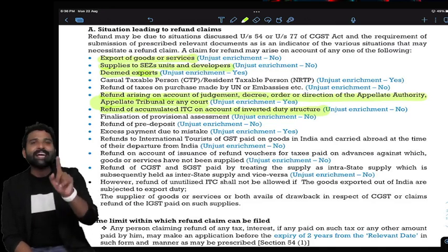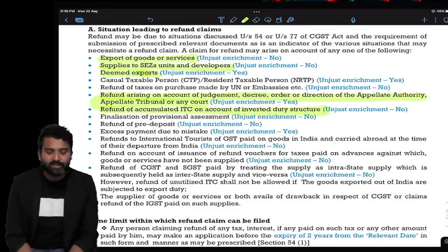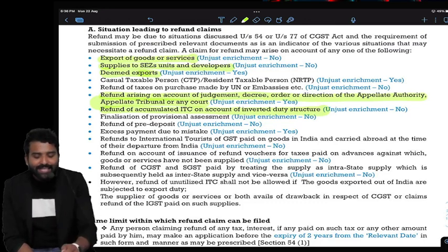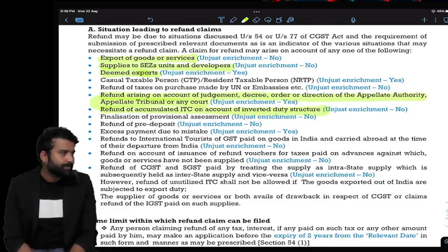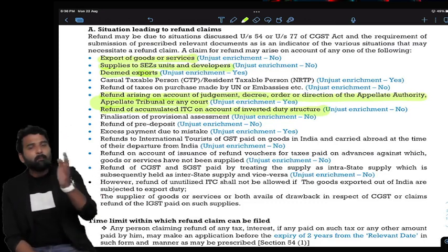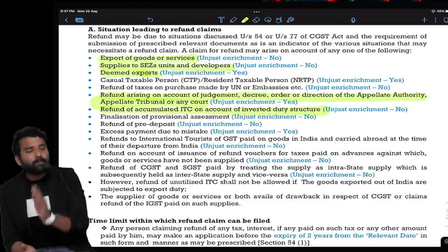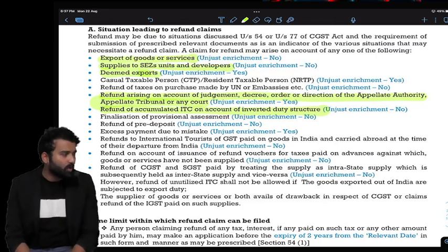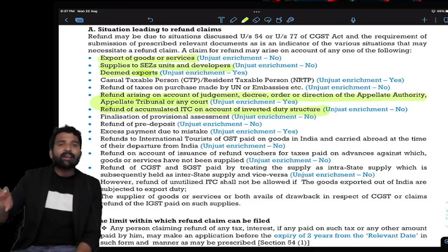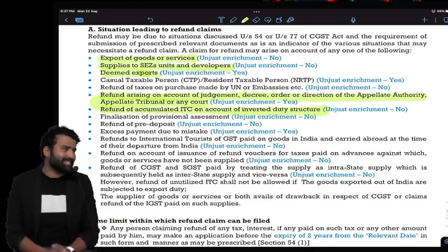In that case, I can claim the refund of the unutilized balance of ITC in my ledger, and that is called inverted duty structure. Inverted duty structure means my rate of tax on input is higher than the rate of tax on output, and because of that my credit is always unutilized.